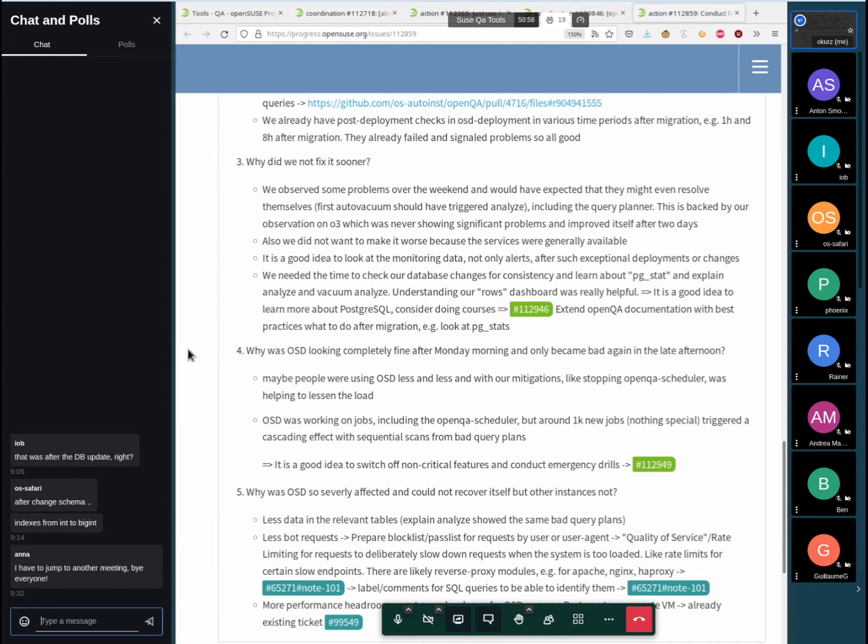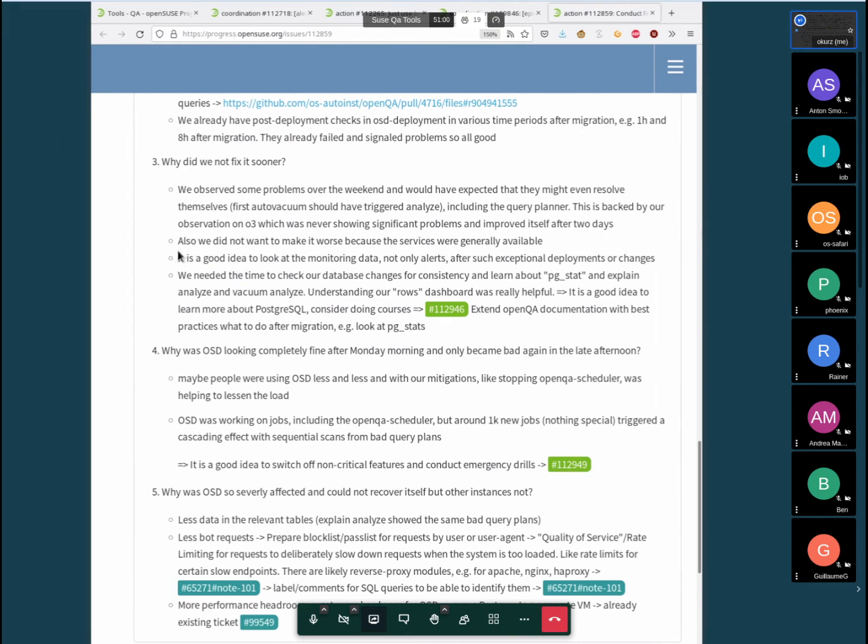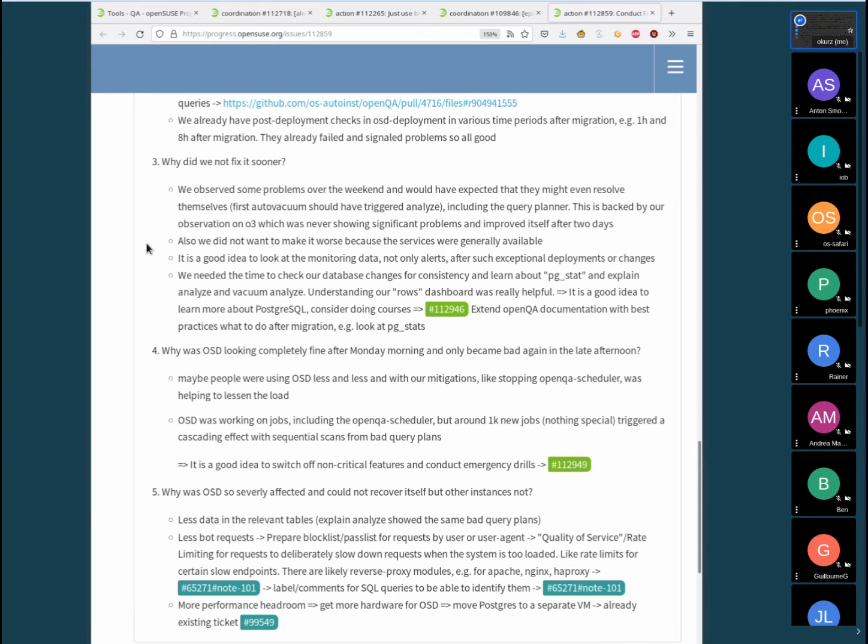So the question was, do we just let the system run and try to improve itself? Or would we risk making it even worse by touching the system and then it's not available at all anymore? We identified that it is a good idea to look at the monitoring data and not only alerts after such exceptional deployments or changes. So, alerts are kind of Boolean, either there is an alert or not.